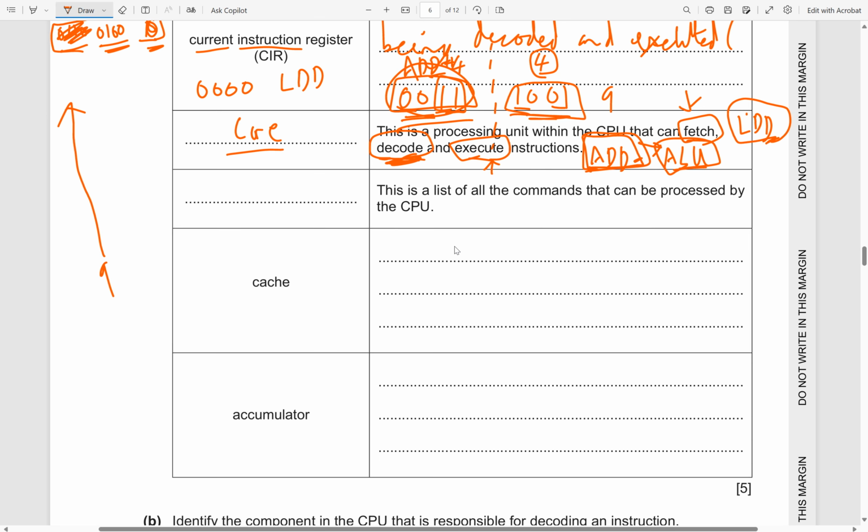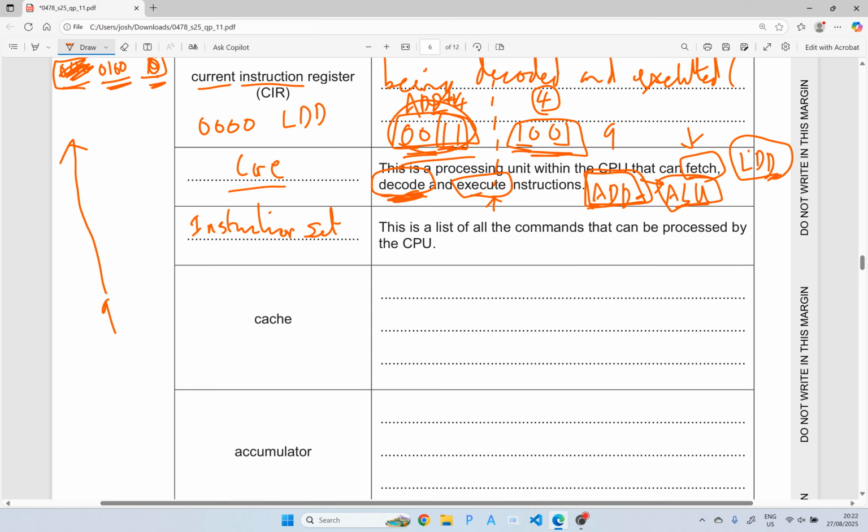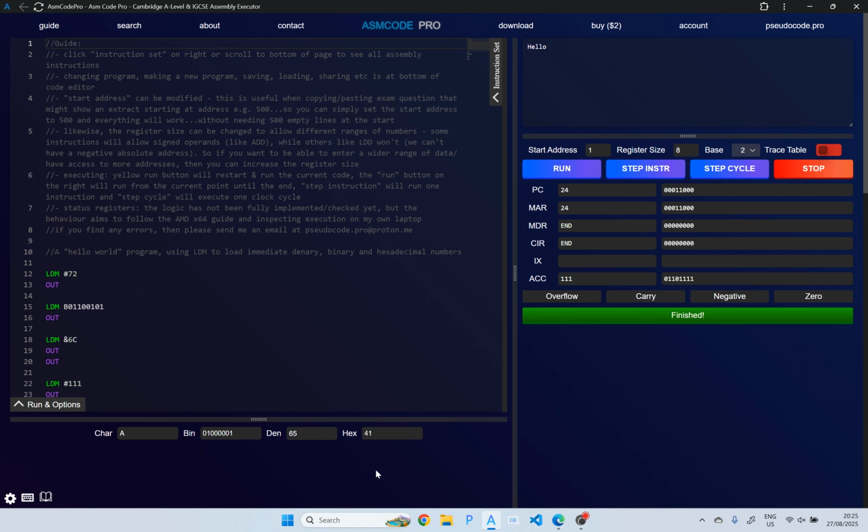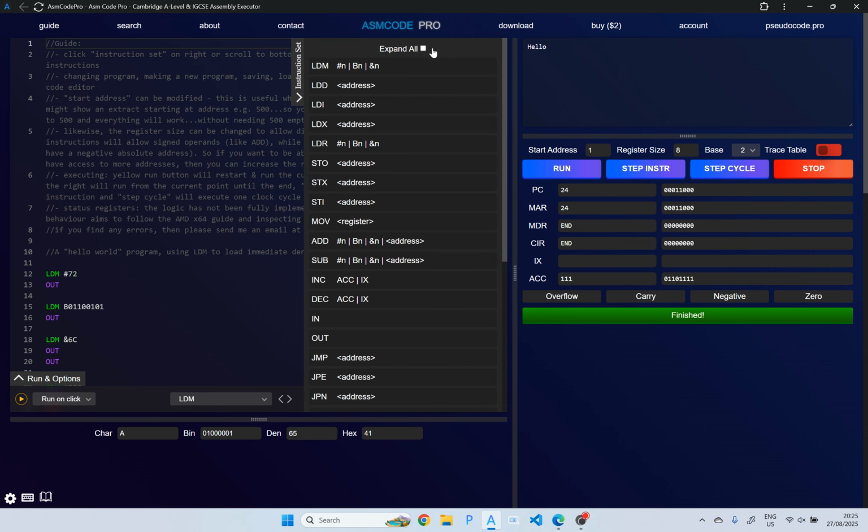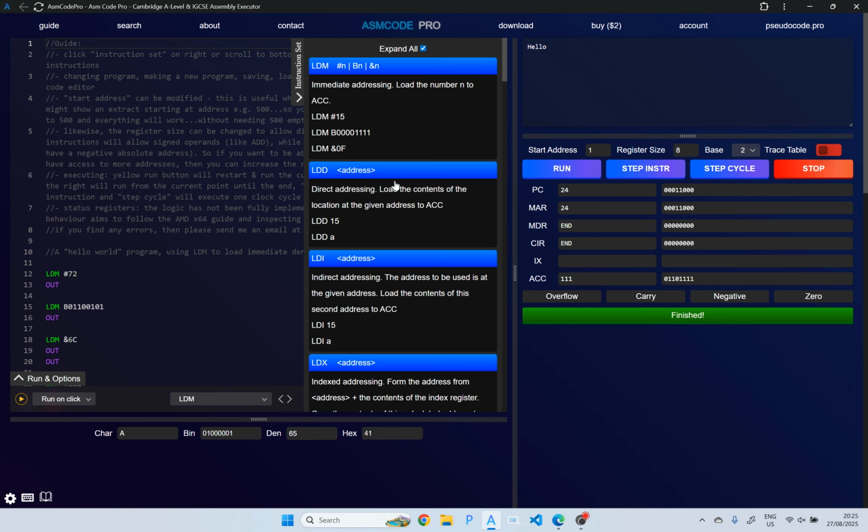Next one: this is a list of all the commands that can be processed by the CPU. That's going to be the instruction set. In fact, let me just show you this, because I do have it here. If we open asmcode.pro, okay, that's finally loaded. If people want to have a play around with this, you can see the instruction set here, and expand to see the different examples.